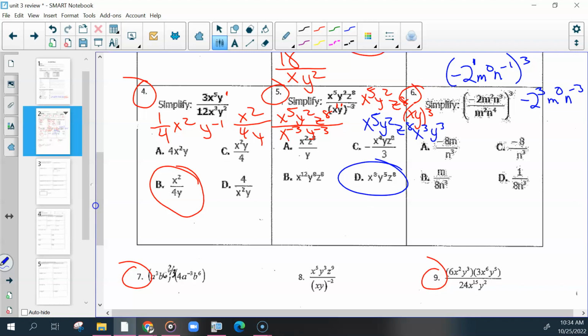Negative 2 to the 3rd power would become what? Hannah? Negative 8. M to the 0 would become what? 1. Anything to the 0 is what? 1. So if we have things with M still, those aren't going to be answers. And then the n to the negative 3 would become a fraction. Multiply those all together. What would be our final answer?